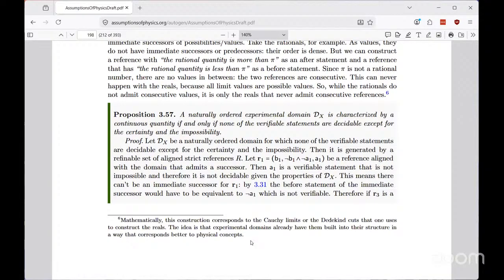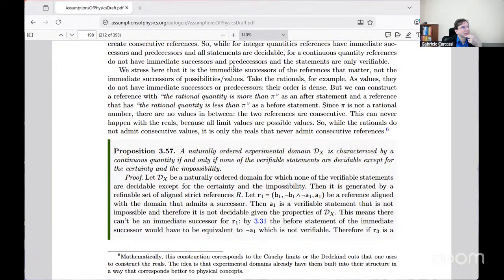Mathematically, this construction corresponds to the Cauchy limits of the Dedekind cuts one uses to construct the reals. The idea is that experimental domains already have them built into their structure in a way that corresponds better to physical concepts. Yeah, so that's essentially what I was saying before, right?